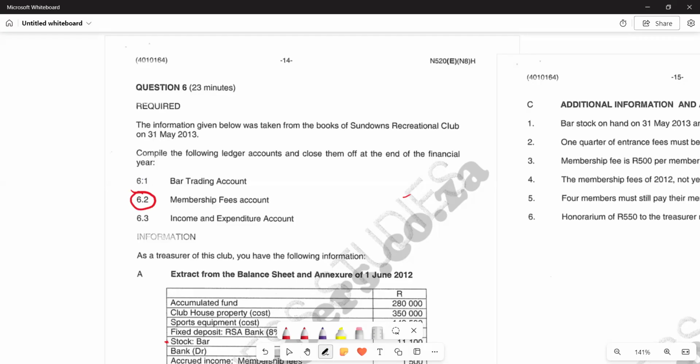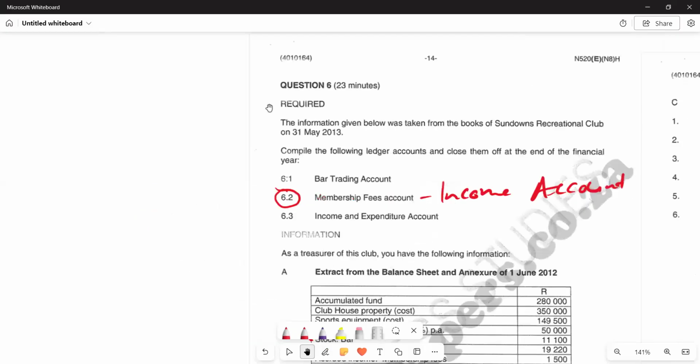So we are going to look at the membership fees account. And remember, membership fees account is an income account. So the approach that we are going to use is that of an income account. Remember, we're going to have our opening accrued balances and the income received in advance balances at the beginning and at the end. So we should apply the income account approach. Basically, if it's an income account, we are going to see that in the form of our T account, this is our income account.